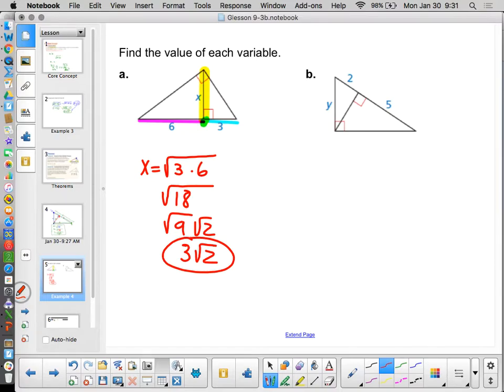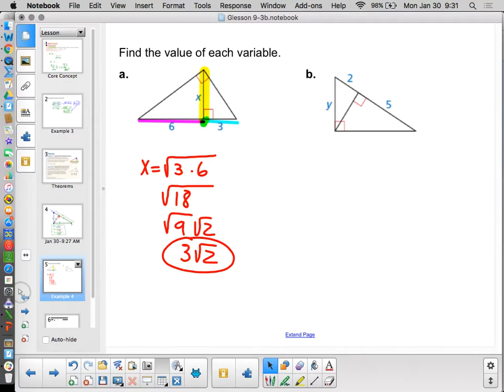That's way faster, I think you'll agree, than drawing out three triangles. I mean, I could draw out three triangles. I'm going to get the same result. I'm going to get X over 3 equals 6 over X, or something like that in my proportion when I draw out those triangles. It's fine. I could draw mama triangle, papa triangle, baby triangle, and we get the same solution. But this is a little quicker.